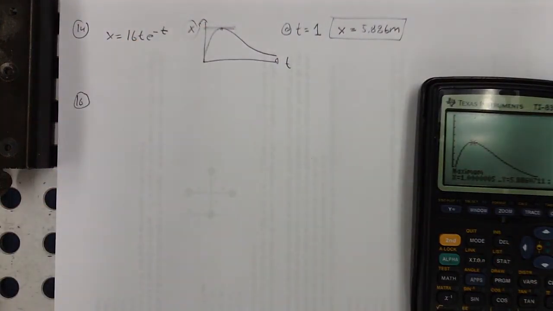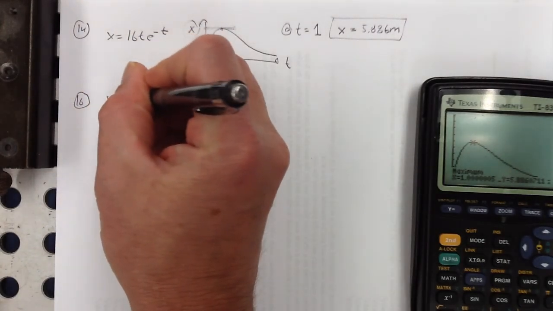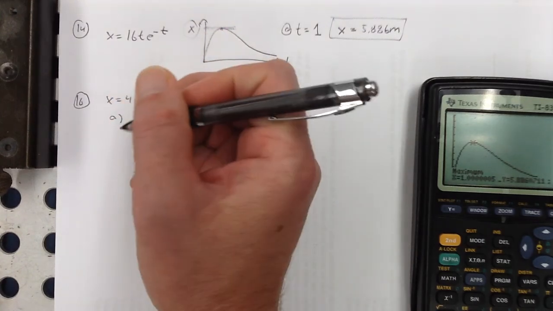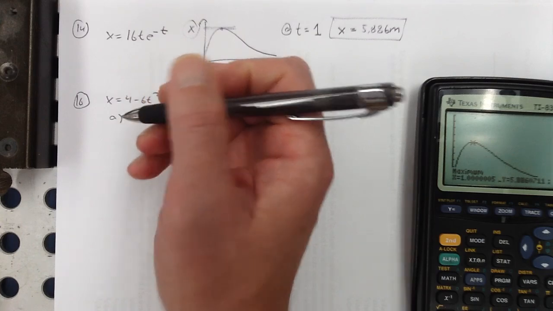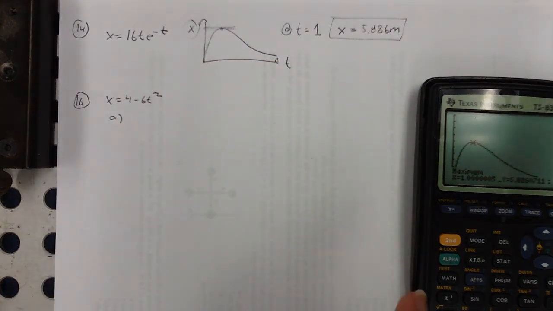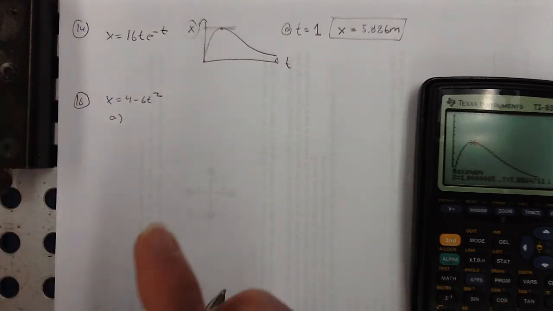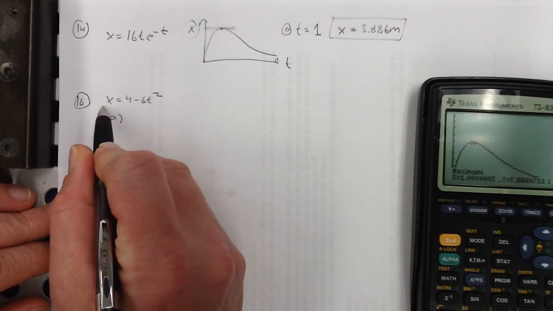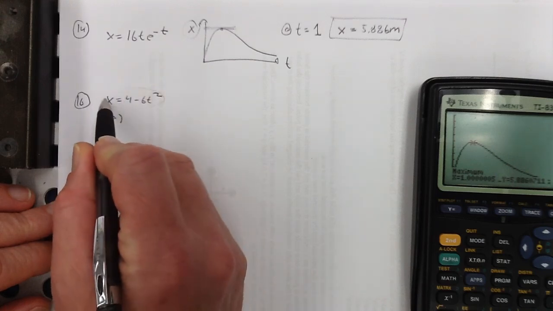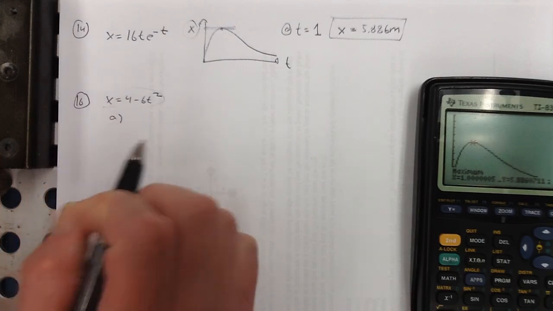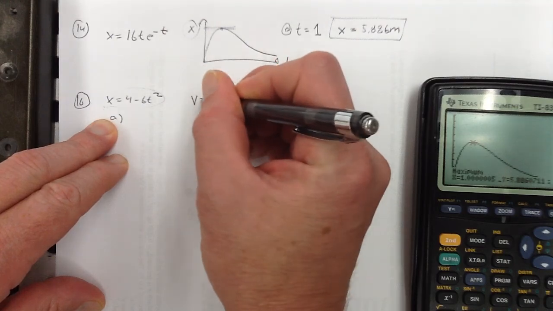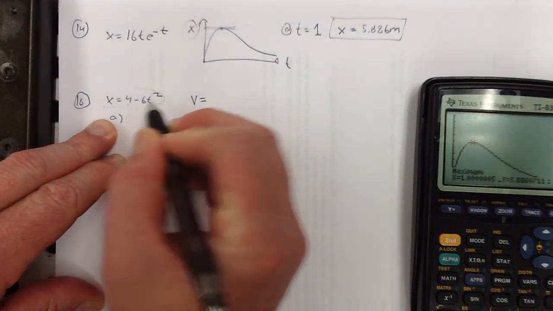Last one. The position function x of t of a particle moving along an x-axis is 4 minus 6t squared. At what time and where does the particle momentarily stop? Okay, I could make a graph of this, but I'm going to try to do a little bit of calculus here because I can. So the derivative of this is dx/dt. That is velocity. So if I take the derivative of this, derivative of that is 0, and then that's minus 12t.